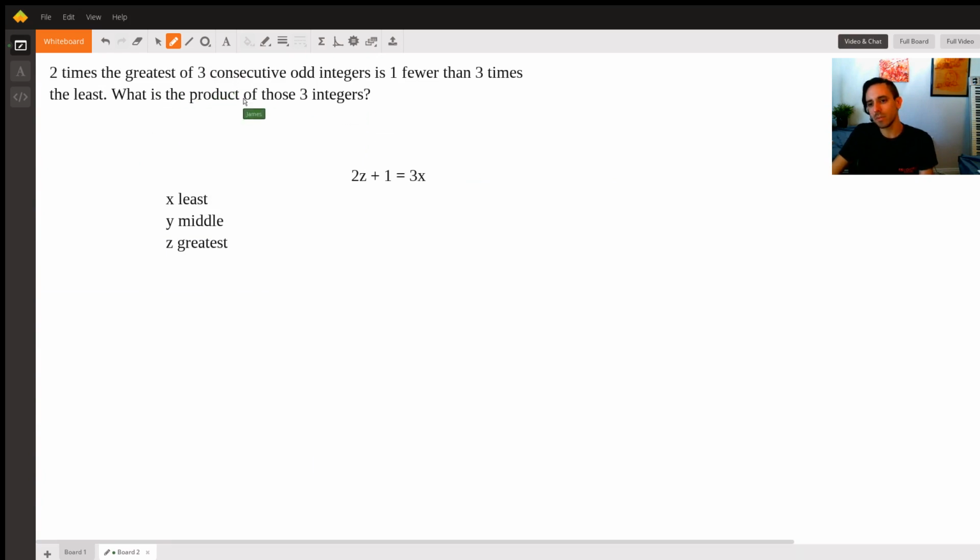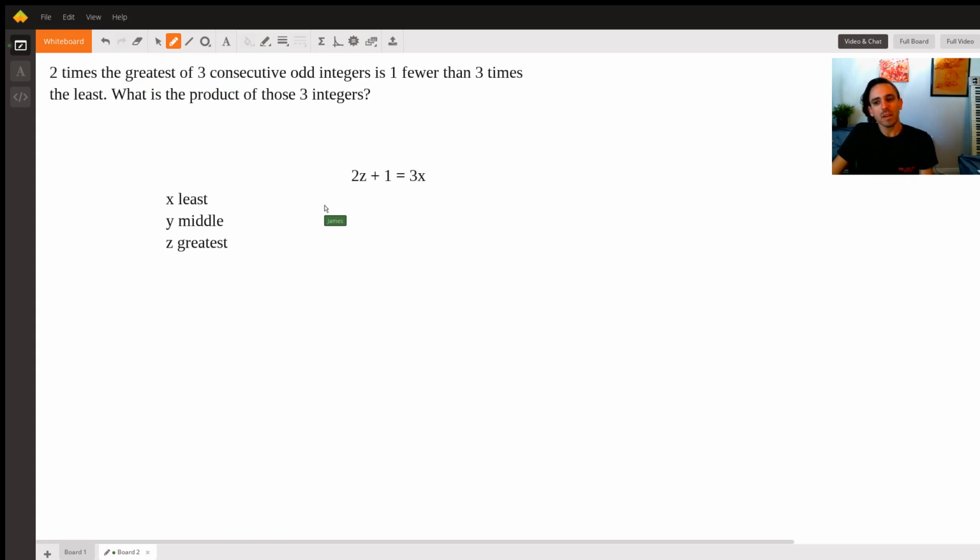So I've set up the problem that I'm actually going to do. Then I'll talk about that other one later, because I'm not going to do your homework for you. You get to do your homework. So 2 times the greatest of 3 consecutive odd integers is 1 fewer than 3 times the least. What is the product of those 3 integers?